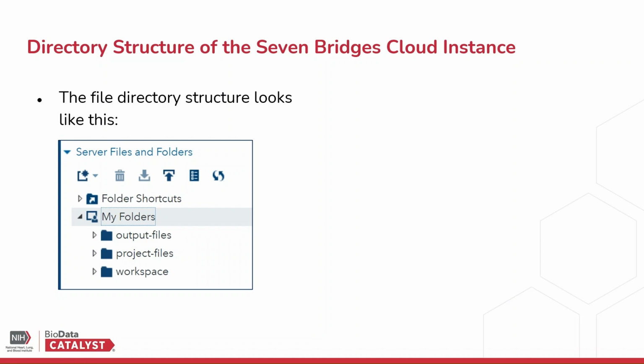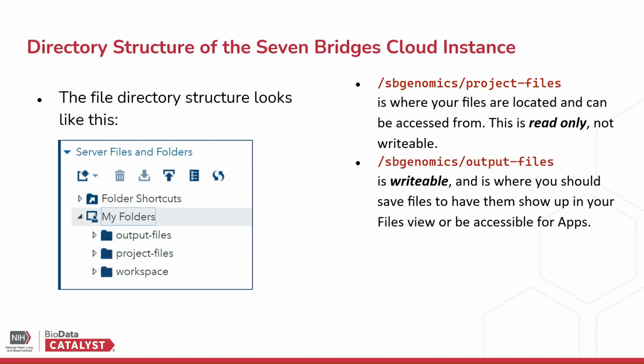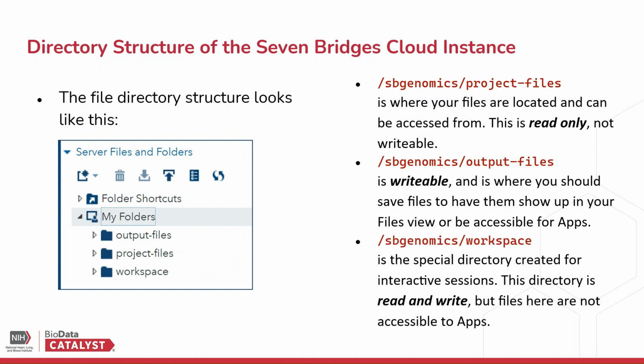You'll find these folders in the graphical user interface menu. Here on the right side of the screen, we'll see their file paths. SB Genomics project-files is where your files are located and can be accessed from. This is read-only, not writable. SB Genomics /output files is writable and is where you should save files to have them show up in your files view or be accessible for apps. SB Genomics Workspace is the special directory created for interactive sessions. This directory is read and write, but files here are not accessible to apps.